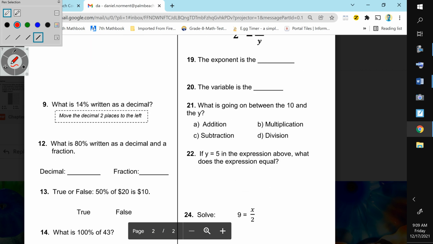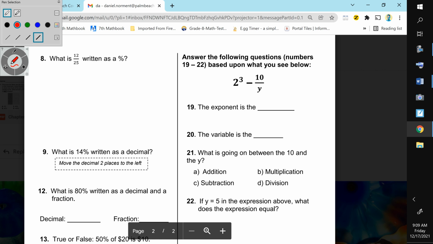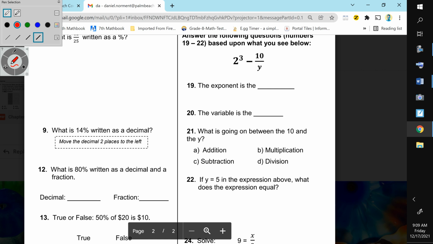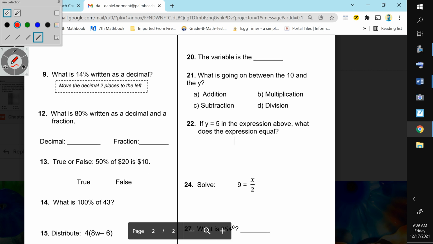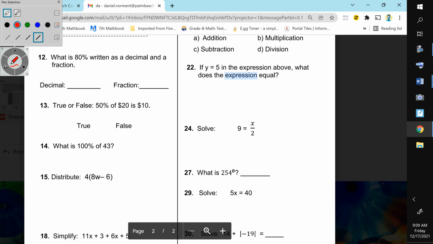And then number 19, 20, and 21. All of you better know what the exponent is here. The variable is the letter. And then for number 21, what's going on in a fraction? You should hopefully remember. Remember, when they're side by side, you do something. When they're in a fraction, you do something different. So what does a fraction mean? And then you need to solve. Now some of you are going to struggle with this.